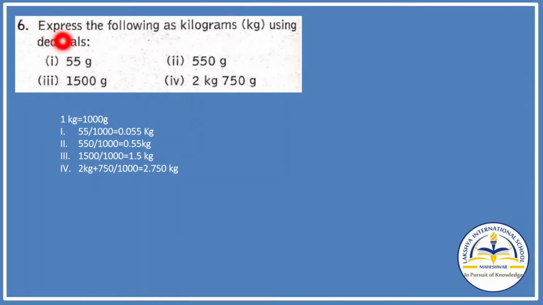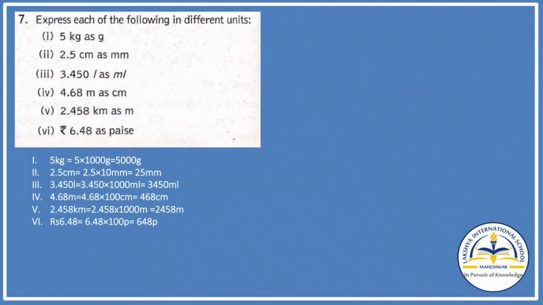Now question number 6, express the following as kilogram using decimals. Now the values are given here in gram. Now we have to convert them in kilogram, and we know that 1 kilogram equals 1000 gram. So 55 divided by 1000, it means 0.055 kilogram will be the answer. Now 550 divided by 1000, it means 0.55 kilogram. 1500 divided by 1000, it means 1.5 kilogram. Now fourth question, 2 kilogram plus 750 divided by 1000, it means 2.750 kilogram will be the answer.